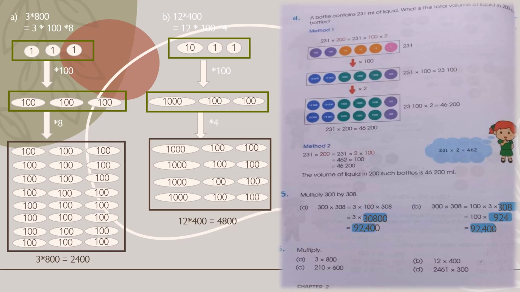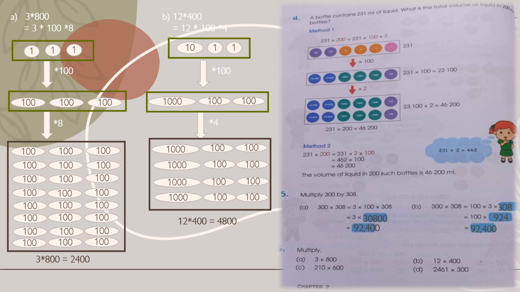Question 4 is, a bottle contains 231 ml of liquid. What is the total volume of liquid in 200 such bottles? In order to get the answer, we have to multiply 231 with 200. But here, we are going to break up 200 into 100 and 2. So we have 231 multiplied by 100, and then the resultant is going to be multiplied by 2.